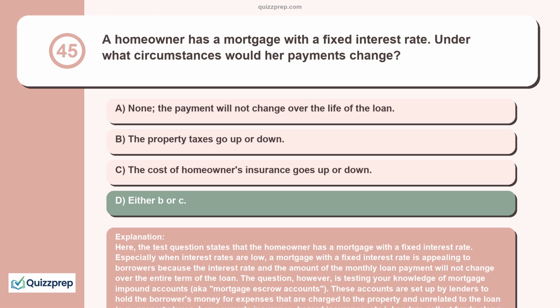A is incorrect. This statement accurately describes a mortgage with a fixed interest rate, but does not account for a lender collecting whatever is needed to cover changes in property taxes and insurance premiums.